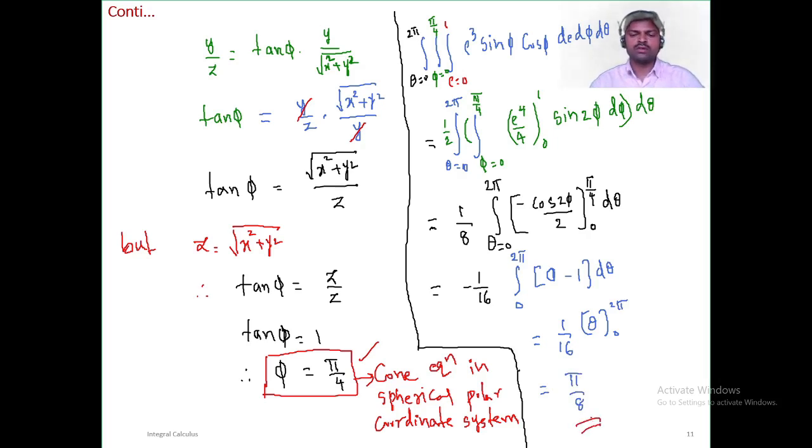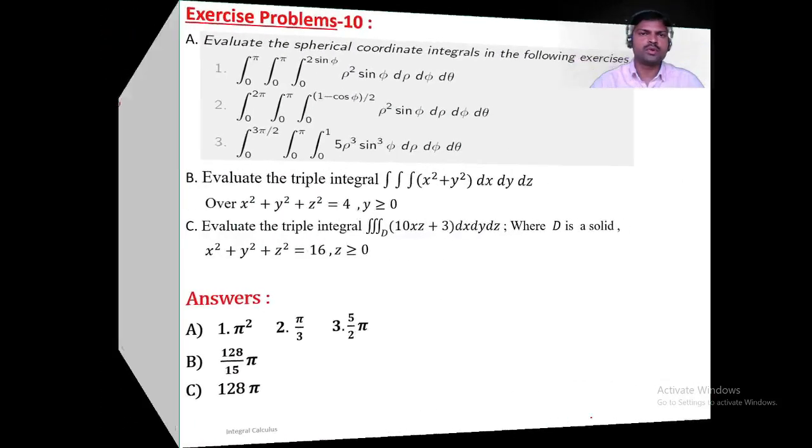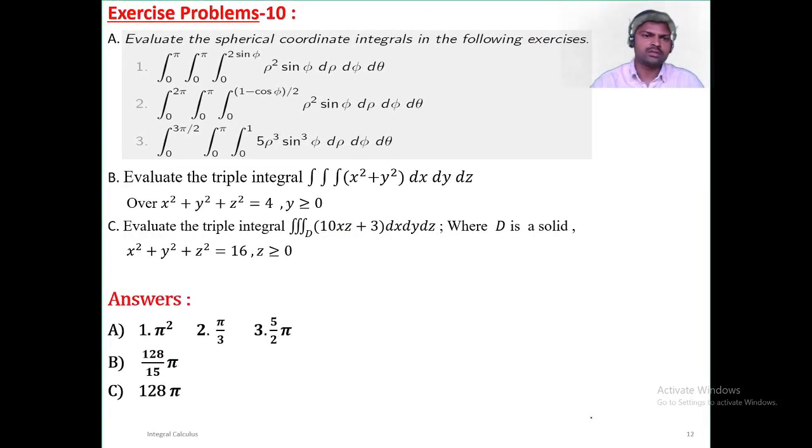Okay. And let's take a few exercise problems. Exercise problem number 10. And do solve all these problems with your own effort, and with this I will stop.